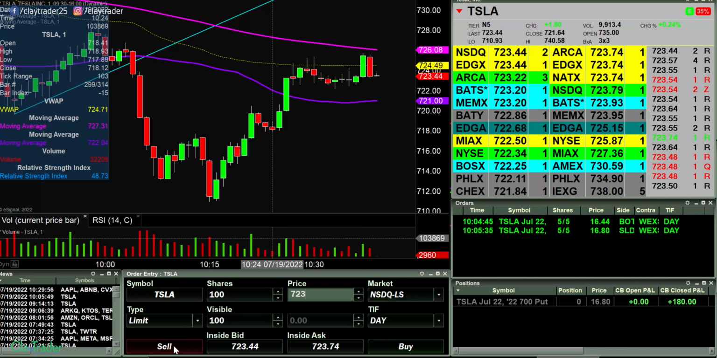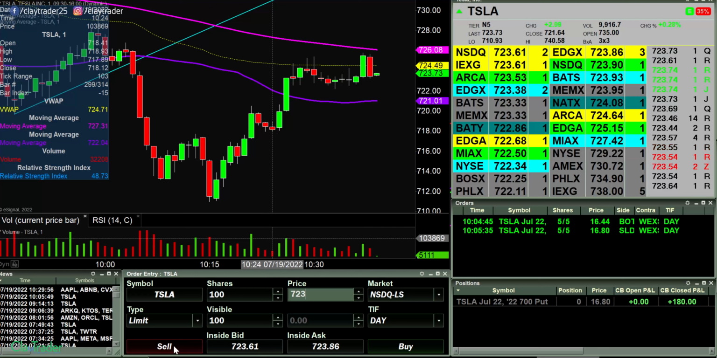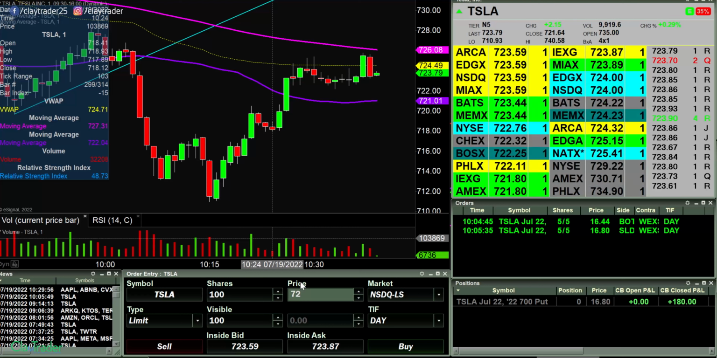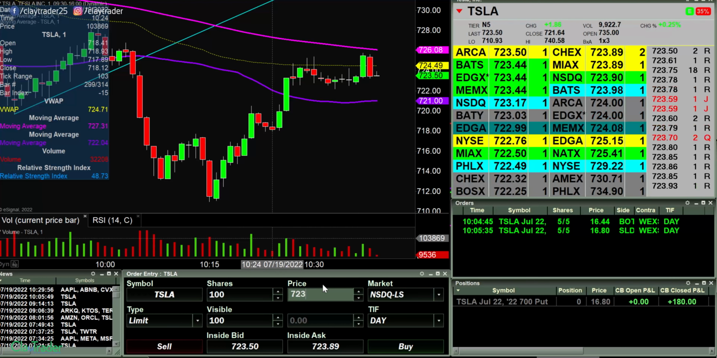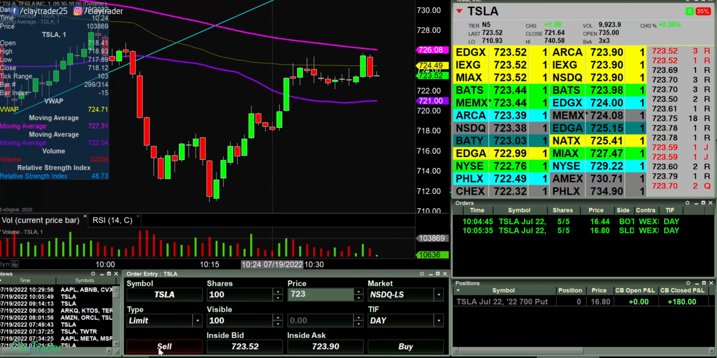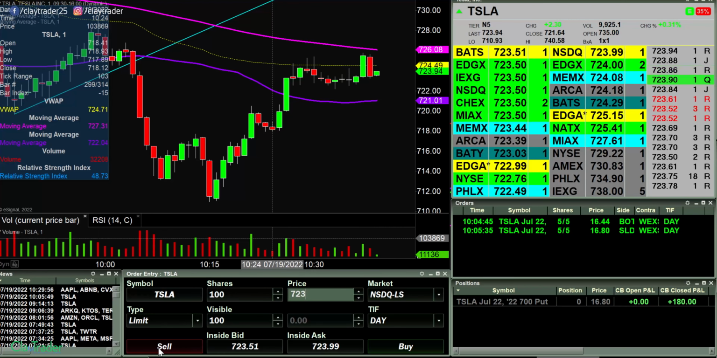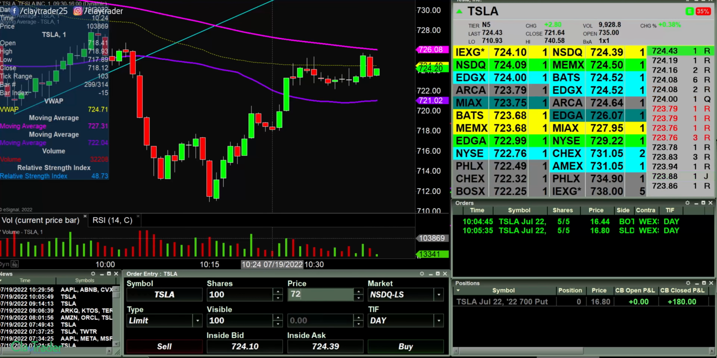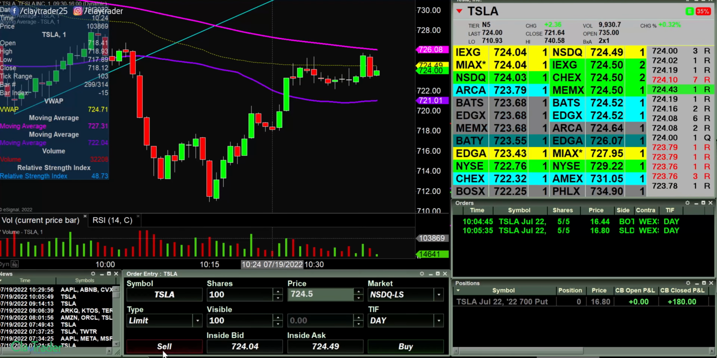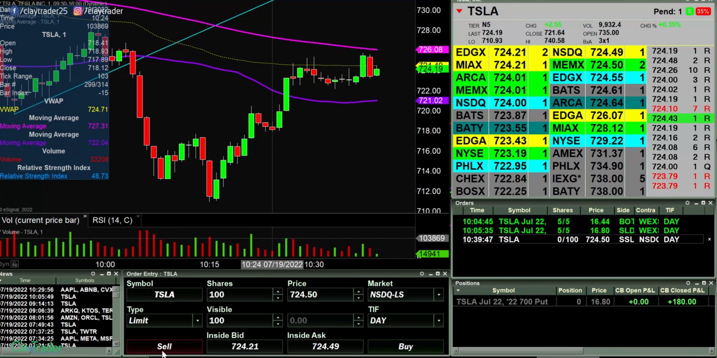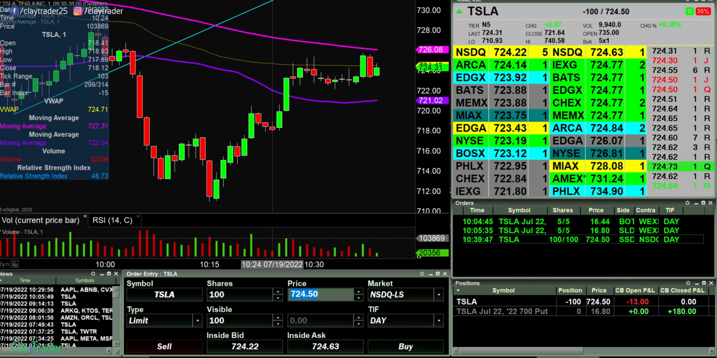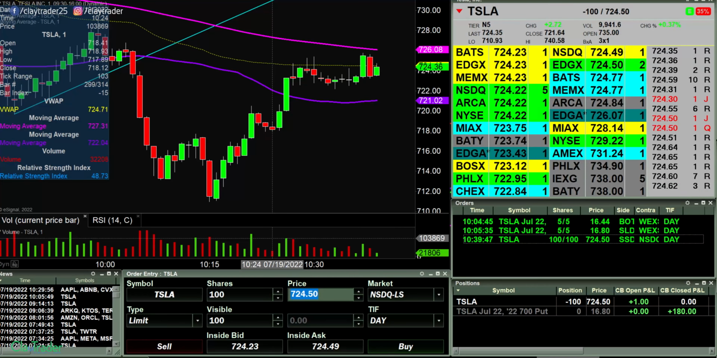So it's just a waiting game. Which way does it want to go here? Okay, starting to head back up. And either 723 or 724.50. Let's see if I can get filled there. There we go, in. So let's see if this thing wants to come back down.